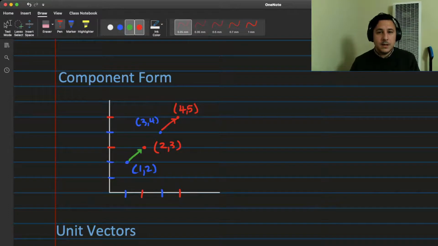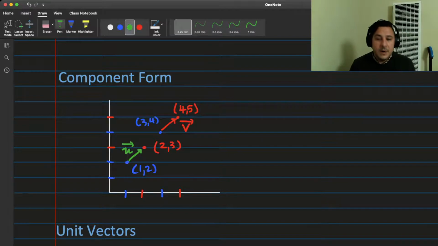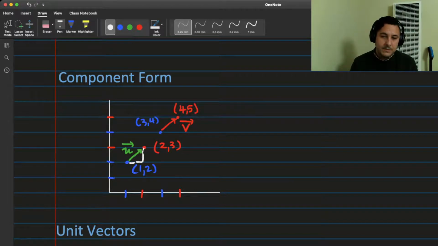Okay, let's call this one V. Let's call this one U. Okay, you can tell that U and V are equivalent. Why? Because you start at the initial point, you go 1 right, and then you go 1 up. You start at the initial point, you go 1 right, and you go 1 up. U and V have the same direction and magnitude.